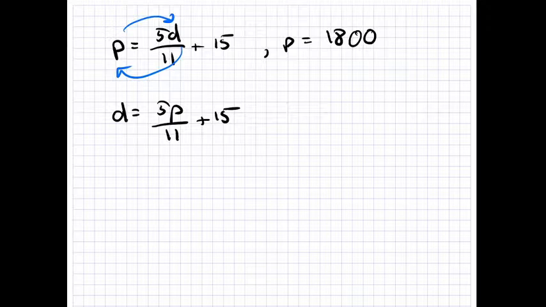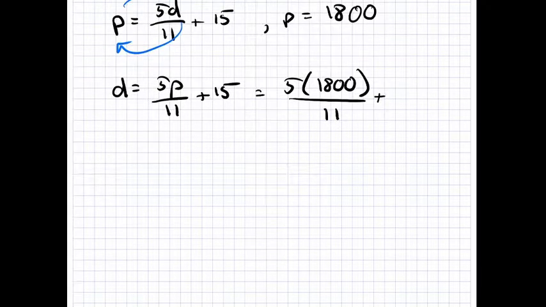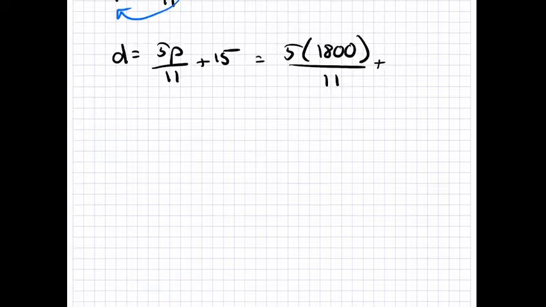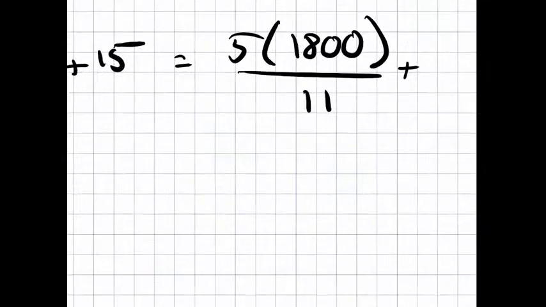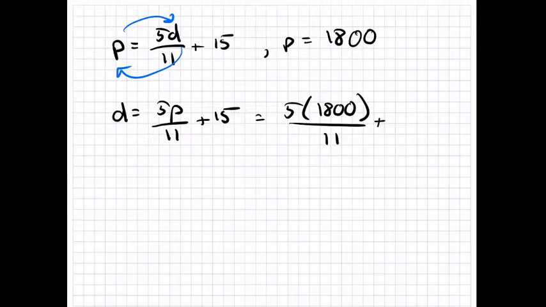So this is going to be 5 times 1800, and again, you can use calculators, over 11 plus 15, all right? Then we just crunch the number. 5 times 1800 is 9000, divided by 11 plus 15.